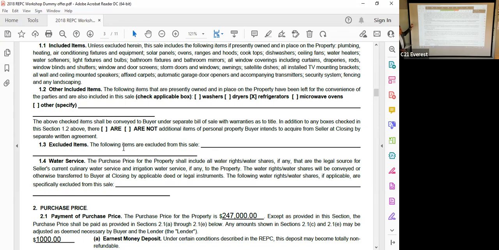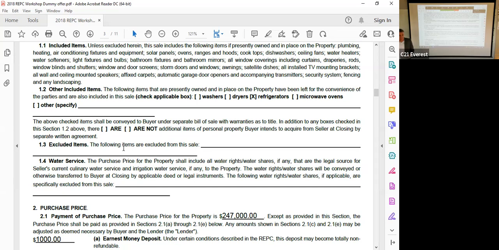Okay, so here's the thing. The other thing to keep in mind is notice it says refrigerators, it's plural. And occasionally you'll come across a seller that says, yeah, we'll leave the one that's in the basement or in the garage or whatever. We're taking the one that's in the kitchen. But notice this says refrigerators. So if that box is checked, it's including every refrigerator that's on the property.